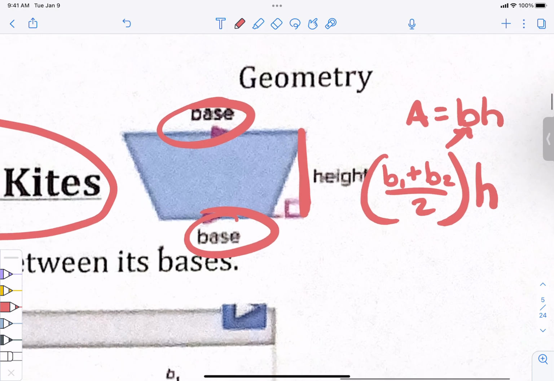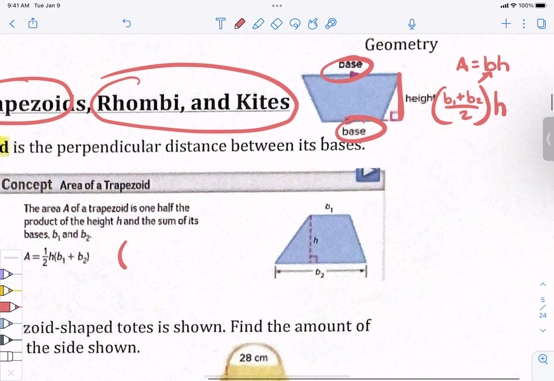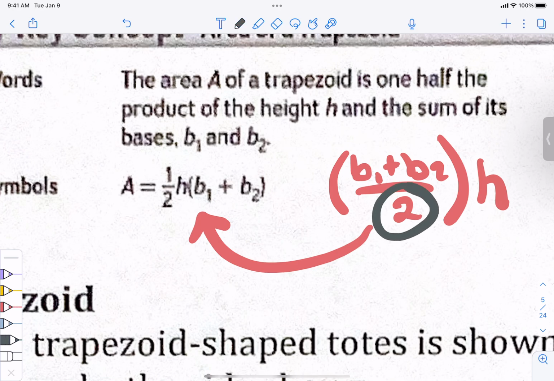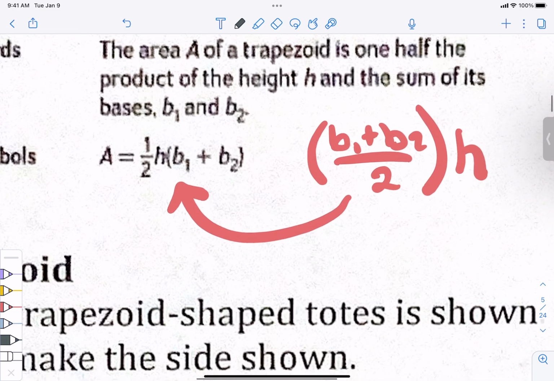Now, I'm going to write that down here in this little box, because that's not the way that they write the formula. Base 1 plus base 2 divided by 2, that's the average of the two bases times the height. This is how they write that same formula. They're just taking half: rather than dividing by 2, they multiply by a half, which is the same thing. So you can use either formula: the average of the bases times the height, or 1/2 height times base 1 plus base 2. Either way, those mean the same thing. You're just doing base times height, but it's the average of the bases.